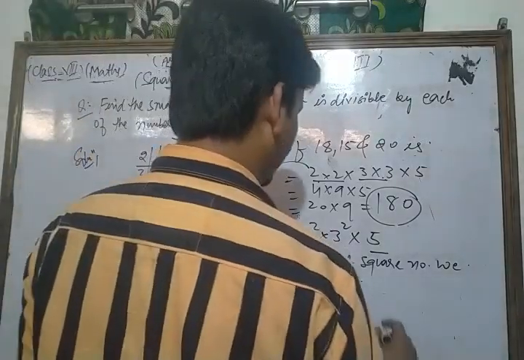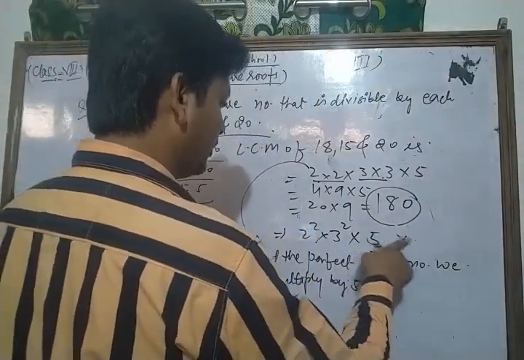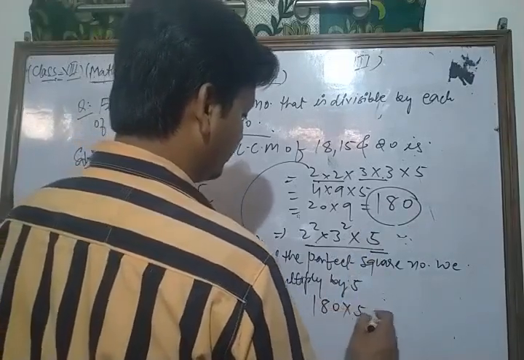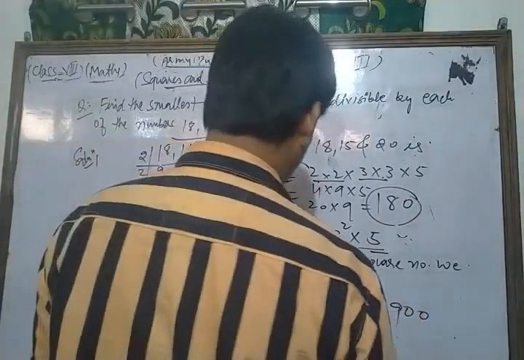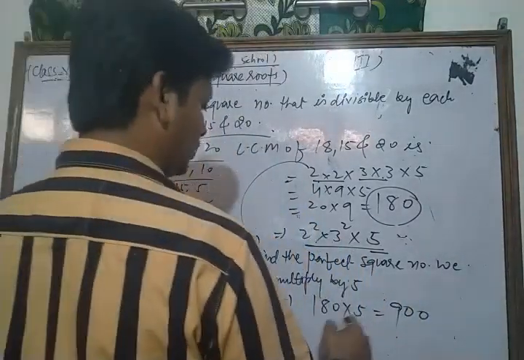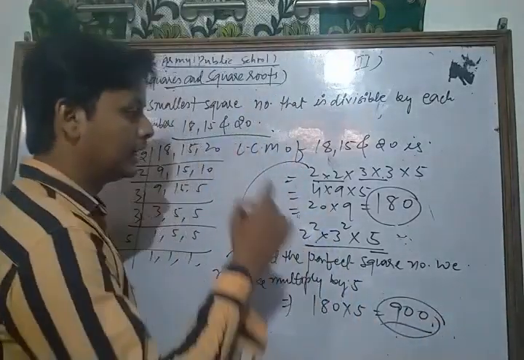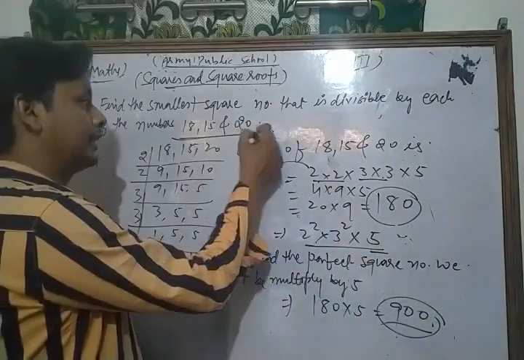18, 15 and 20. That is, the required number is what? We also multiplied by 5. So we multiply these, we get 180 into 5, which is 900. So 900 is the required number, which is a perfect square. It is exactly divisible by 18, 15 and 20.